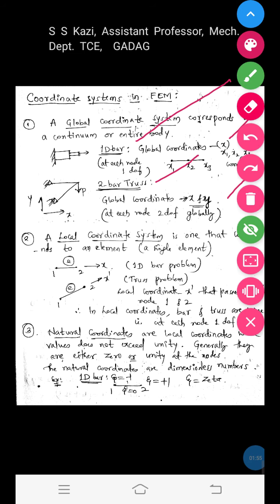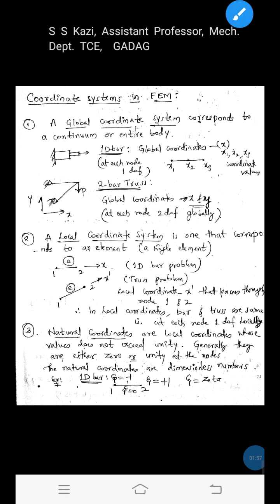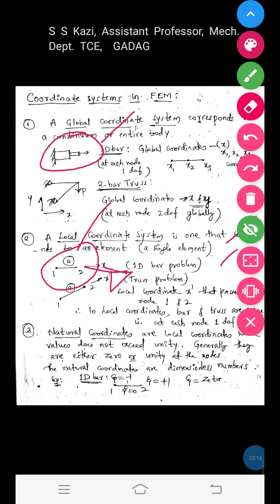Now come to the local coordinates. The local coordinate system is one that corresponds to a single element. For example, here we have considered the stepped bar, and I will consider only a single element of this stepped bar. Here also, each node has freedom to displace only in the x direction. That means at each node there is 1 degree of freedom in local coordinates also.